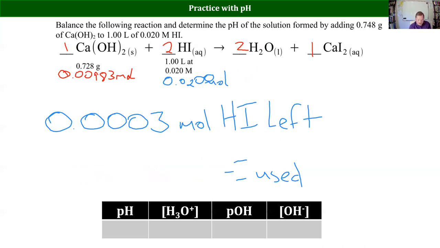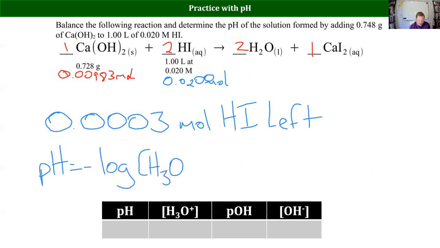All right, so lucky for us in this one, this actually simplifies things a fair bit, because if we are just looking for the pH, we have acid left over. So if pH is negative log of H3O+ concentration, as long as we're dealing with strong acids, which is all we're going to be doing in this class, we can just assume that the concentration of H3O+ is the same as our concentration of acid.